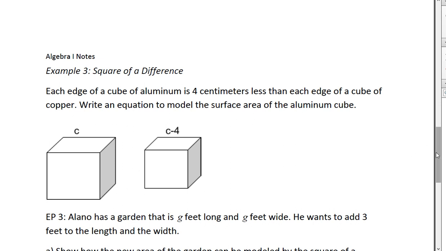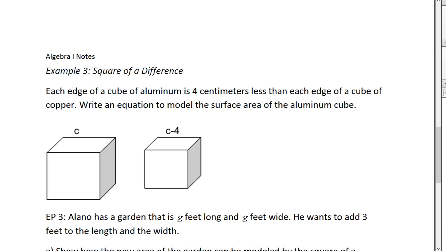So first of all, we're going to look at some word problems that we can do with the sums and the differences that we had practiced earlier. So this is for a difference, and they tell you that each edge of a cube is 4 centimeters less than the edge of this cube of copper. Write an equation to model the surface area of the aluminum cube.